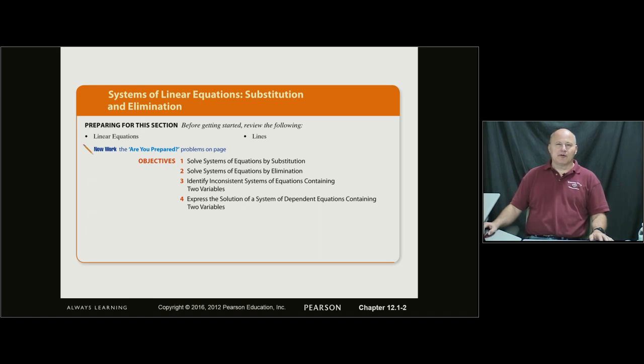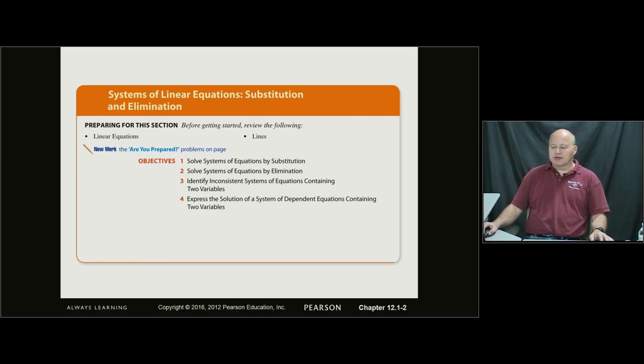I took off the final 3, the 5th, 6th, and 7th objective, because we're only going to concentrate on solving systems of equations with 2 variables, not 3 variables. Objectives 5, 6, and 7 dealt with 3 variables. And in this course, our scope only focuses on the 2 variable systems of equations.